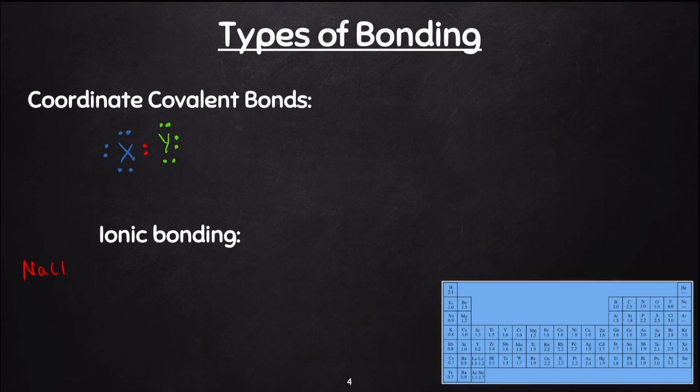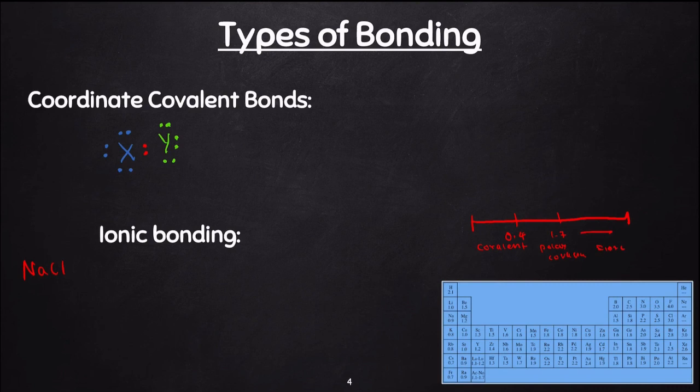Remember that electronegativity number line that I had from before? Let's draw this again. We see that from 0 to 0.4 right here, we have covalent, and then from 0.4 to 1.7 we have polar covalent, and then 1.7 onwards, we have ionic.